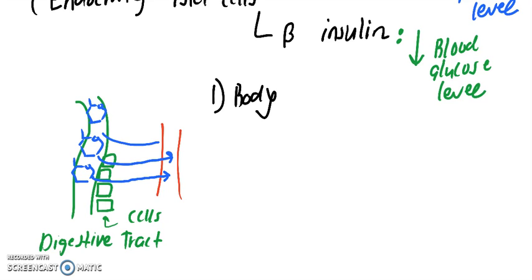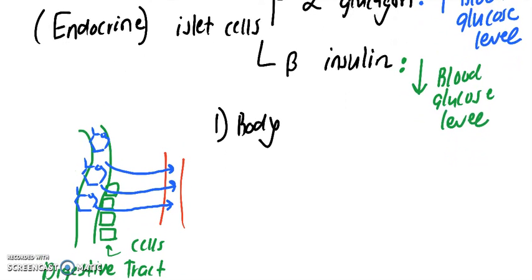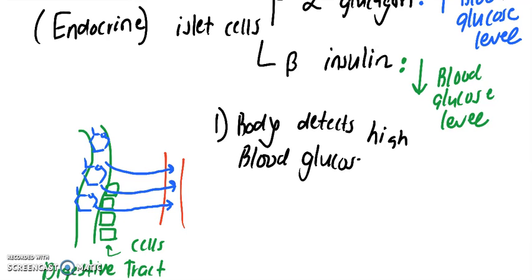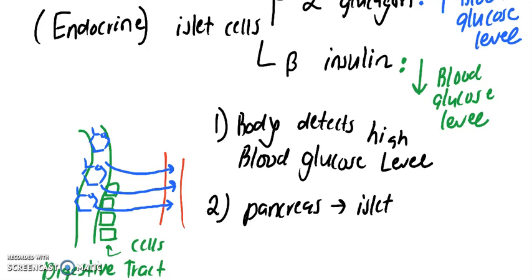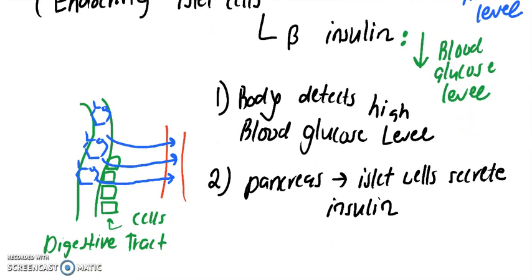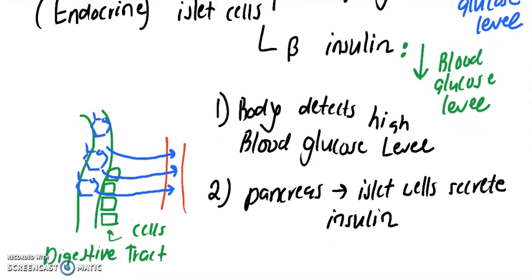Okay, so now we've detected a high blood glucose level. So step one, body detects high blood glucose level. Okay, so step two, we're going to have the pancreas. So we're going to go to the pancreas, and the islet cells are going to secrete insulin. Okay, so let me try to draw in a pancreas.